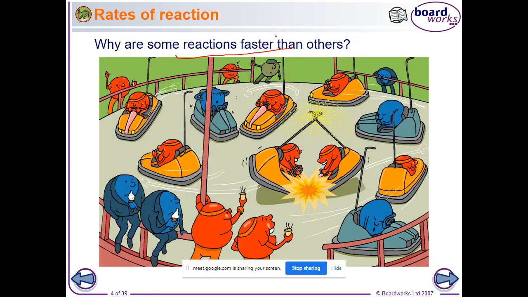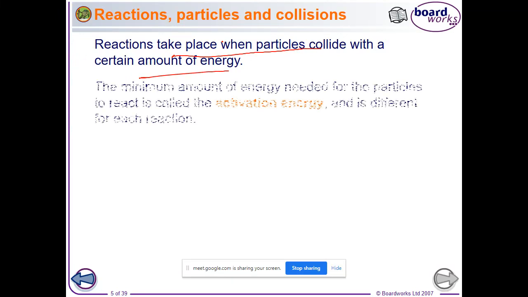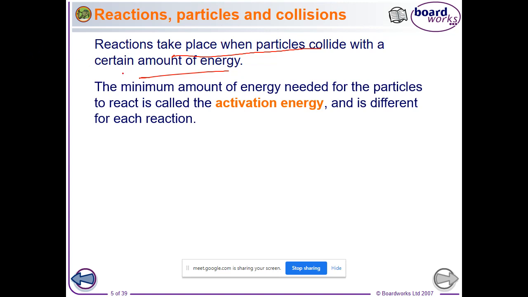Now, why are some reactions faster than others? Let's see, because the collision between them will be stronger. The reaction takes place when the particles collide with a certain amount of energy, and the minimum energy required for the particles to react is referred to as the activation energy, and is different for each and every reaction. So one reaction can require this much activation energy, whereas another reaction might require a huge amount of energy, right?